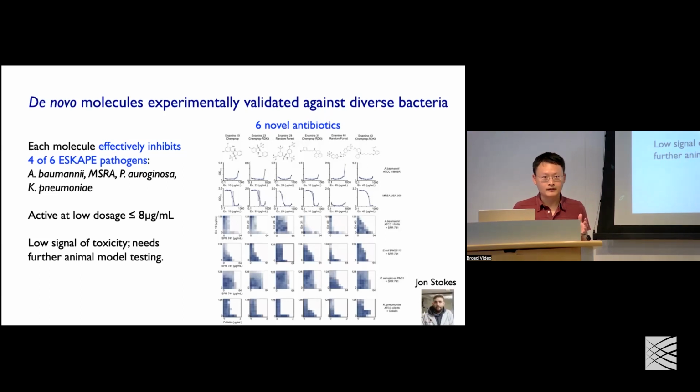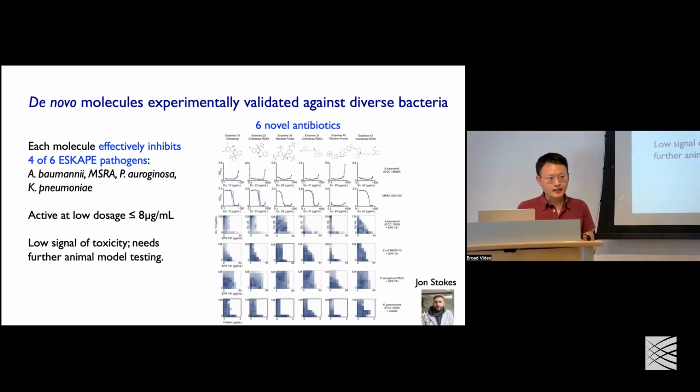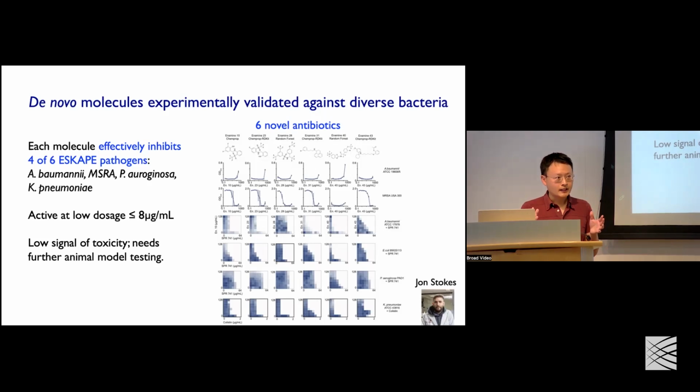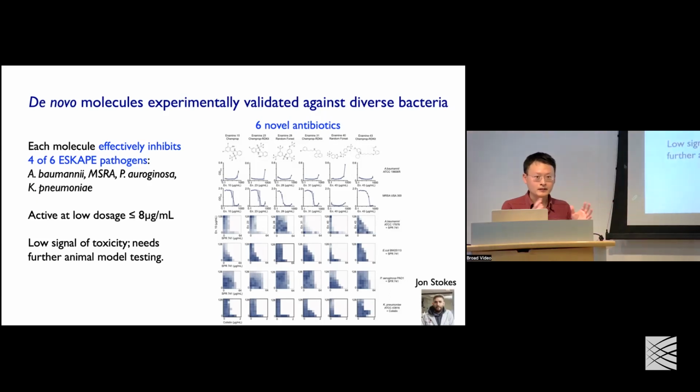So there are 6 ESKAPE pathogens, which have basically developed massive resistance to many of the existing antibiotics. And we had in the lab, through our collaborator, John Stokes, 4 of these 6 ESKAPE pathogens. We tested each of the 58 new molecules against these 4 ESKAPE pathogens. And there were 6 molecules developed by the AI, the ones that are shown here on the top, that were experimentally shown to be effective in killing all 4 of these ESKAPE pathogens, which includes the Acinetobacter baumannii, this perfect predator that we saw as the initial motivation.